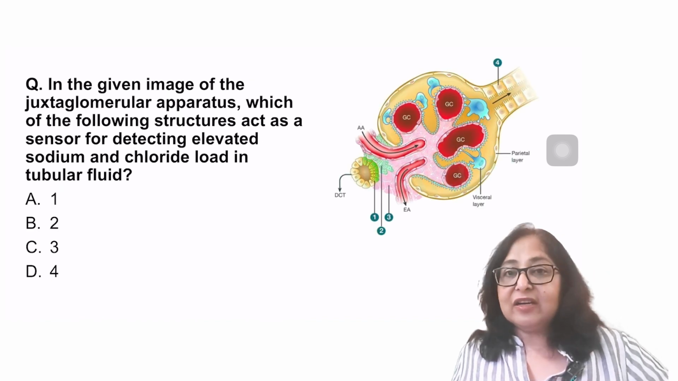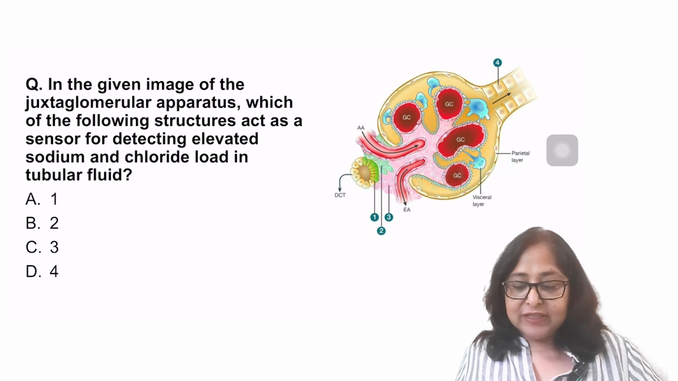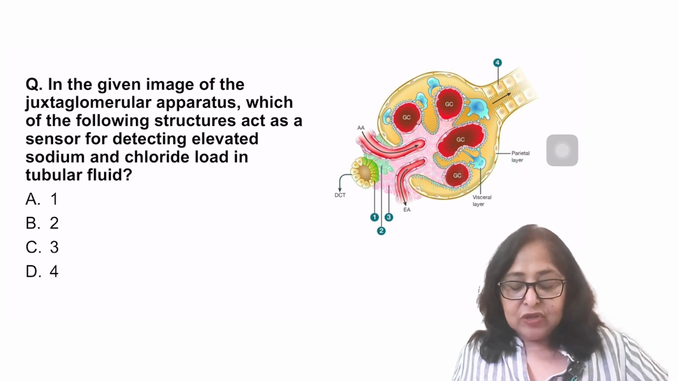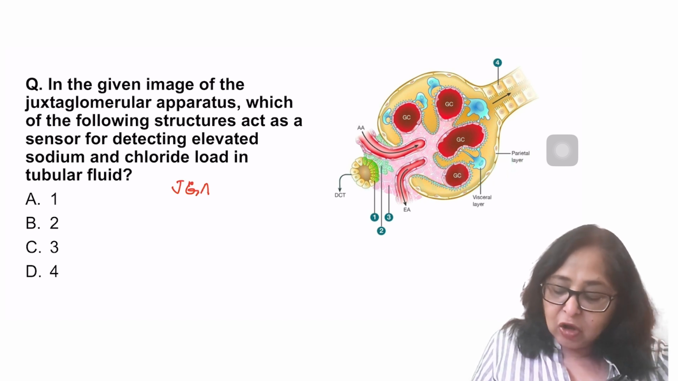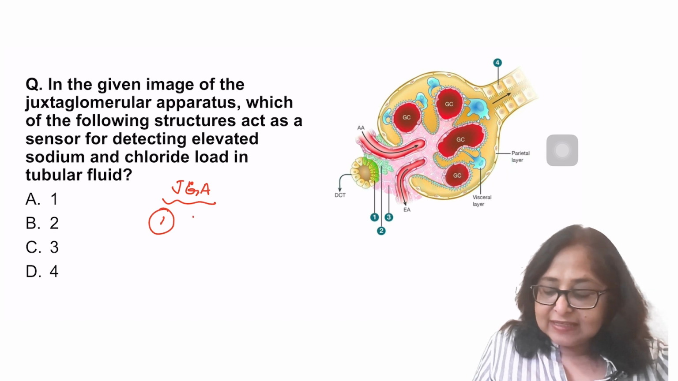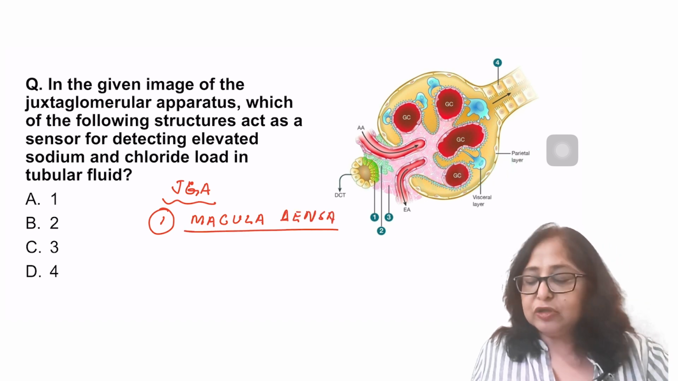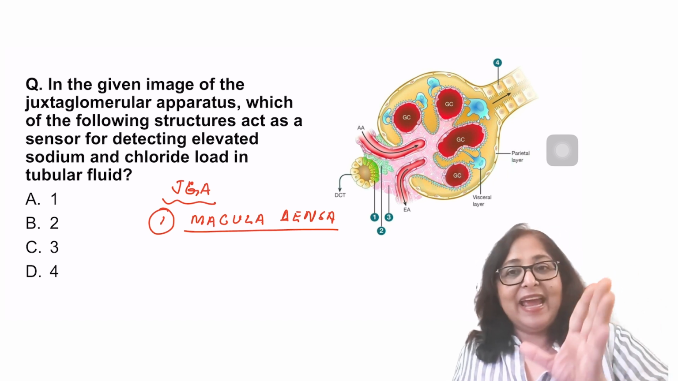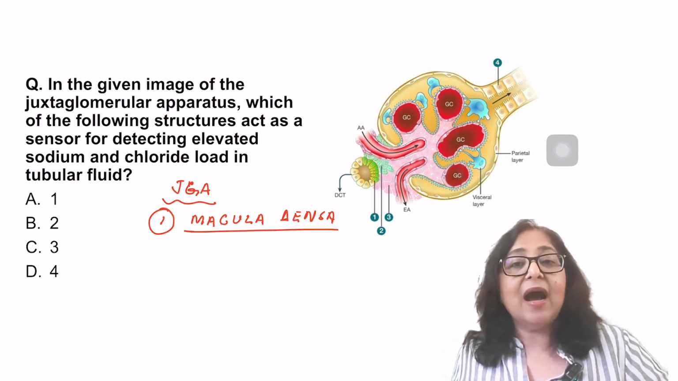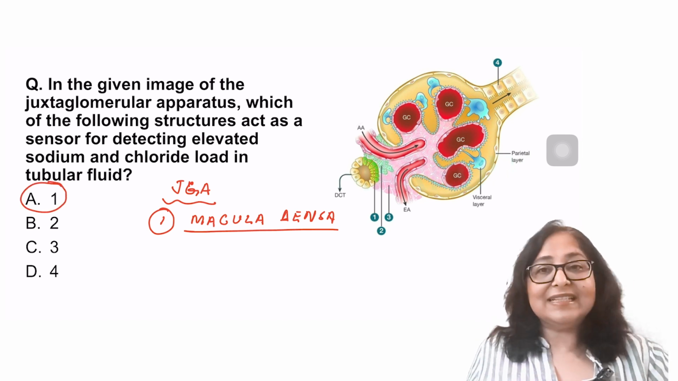In the given image of the juxtaglomerular apparatus, which of the following structures acts as a sensor for detecting elevated sodium and chloride load in the tubular fluid? Now, the juxtaglomerular apparatus has three components. The first one is the macula densa. What is the macula densa? These are modified tubular epithelial cells at the beginning of the DCT. That means at the end of the loop of Henle and the beginning of the DCT. So one are these macula densa cells.